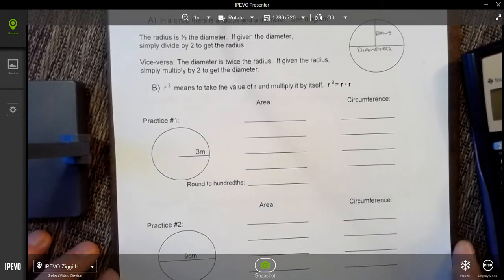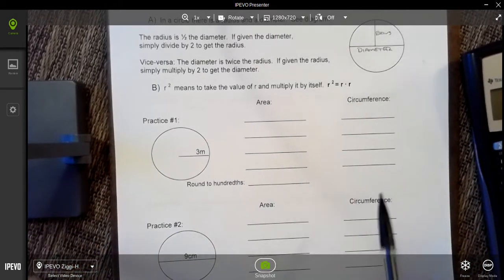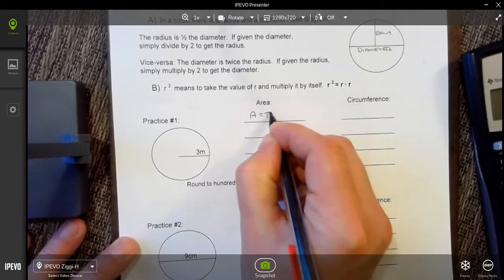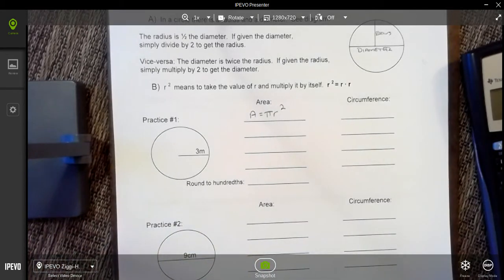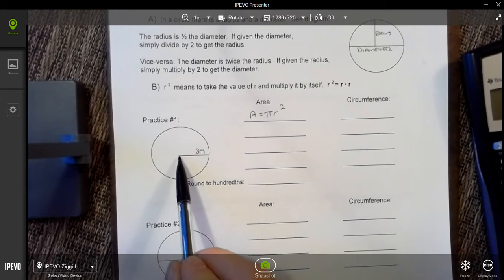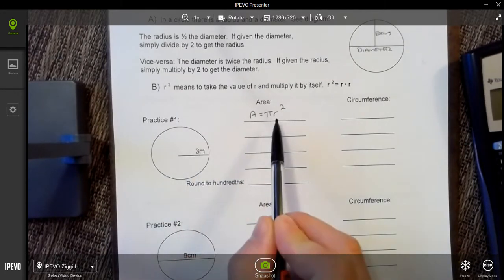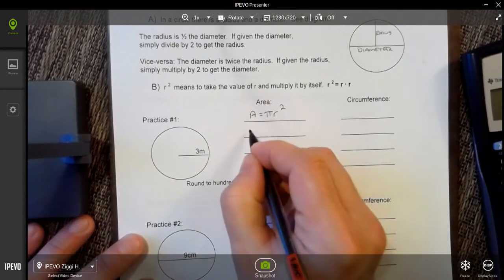Okay, and the first thing that we're always going to do is make sure that we write down our formula. Let's start with the area. We just came up with the area formula. Area equals pi r squared, pi times the radius squared. And looking at our picture here, we can see, well, this segment is the radius. It's equal to 3 meters.